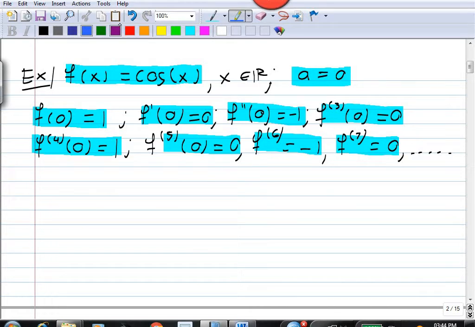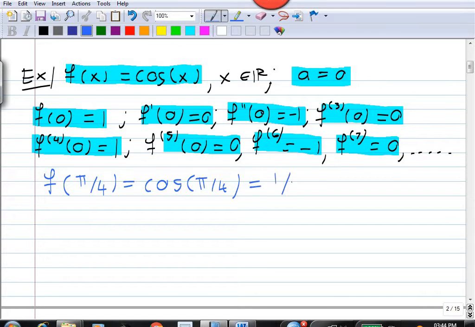Now I ask you, what is f at pi over 4? Now don't laugh. You think, well, f at pi over 4 is just cosine pi over 4, and we know what that is. That is 1 over root 2. No problem, right? Well, there is a problem. Remember, root 2 is not a rational number. It is irrational.